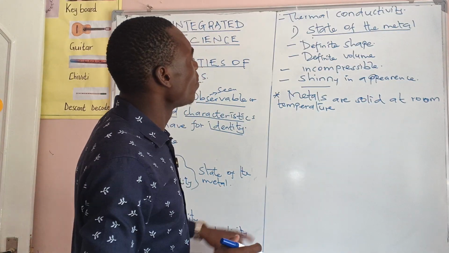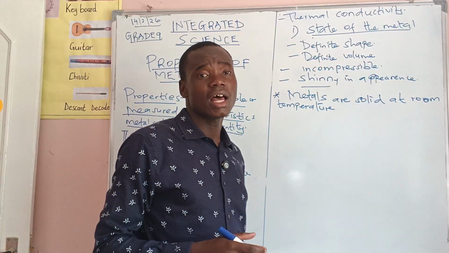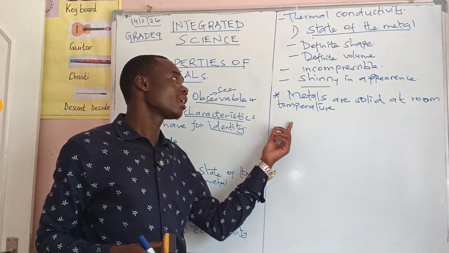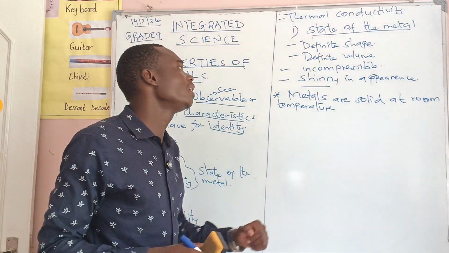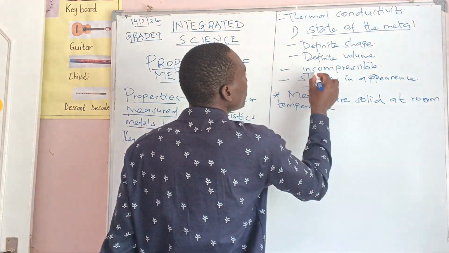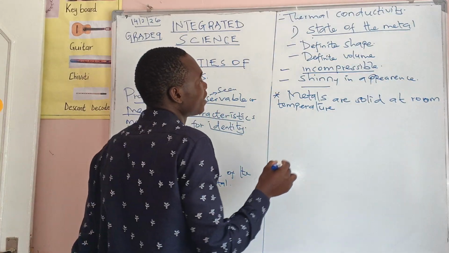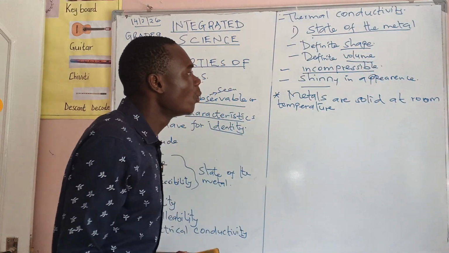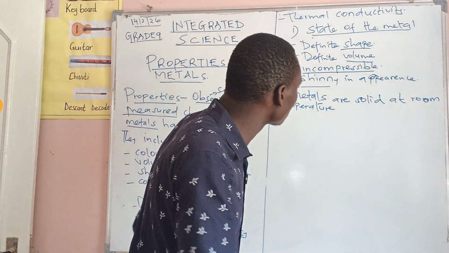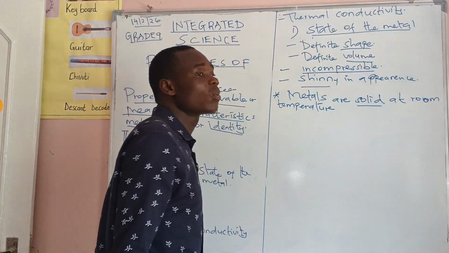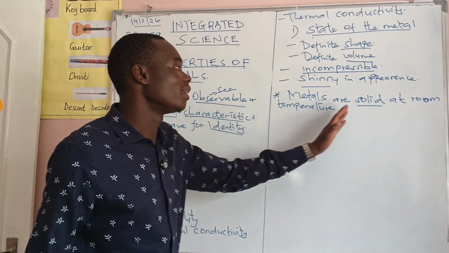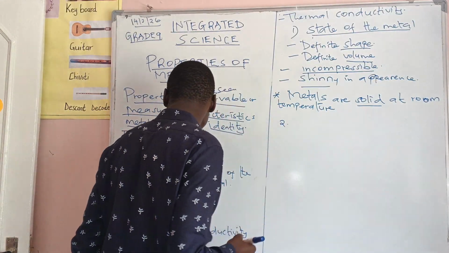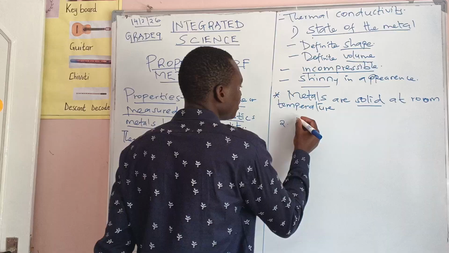Now, state of the metal. We have seen that metals are solid at room temperature. You touch or hold any metal around you and you realize that it is solid in nature. And that qualifies them to be incompressible, to be shiny, and to have a definite volume and a definite shape. We know that all these are properties of solids. That is why, as to state of the metal, they are solid at room temperature. Now, number 2 property of metal is ductility.